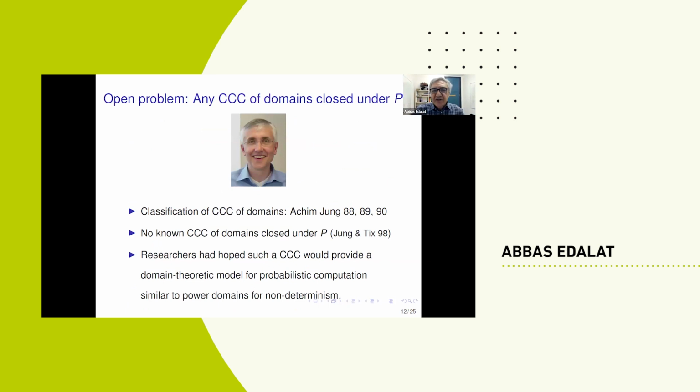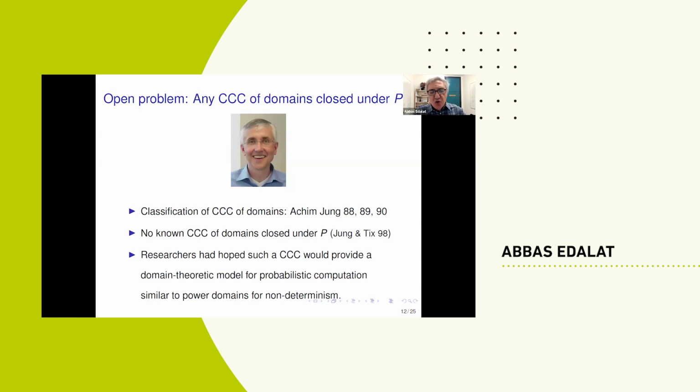Are there any Cartesian closed category of domains that is closed under the probabilistic power domain constructor P? The classification of Cartesian closed categories of domains is due to Achim Jung in a series of papers in the late 80s and early 90s. For example, Scott domains is the classical example, but there are other categories of domains. One of them was discovered by Achim Jung.